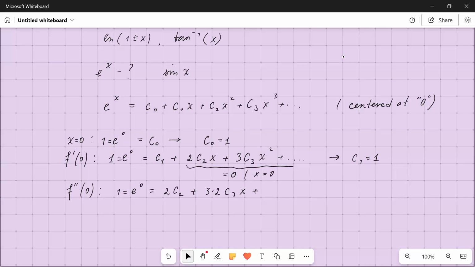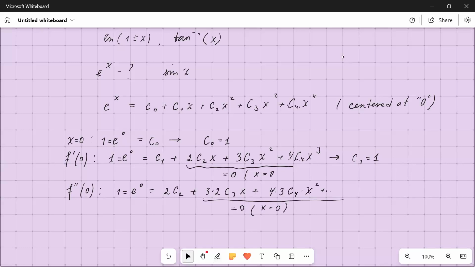Well, I don't have the next term here, but if I imagine what the next term is supposed to be, I'm supposed to have c4 x to the power of 4, right? It's going to give me 4 c4 x cubed. And when I differentiate it, it's going to give me 4 by 3 c4 x squared, and so on. And again, when I plug in x equals 0, all these terms are going to be zeros because they all have x.